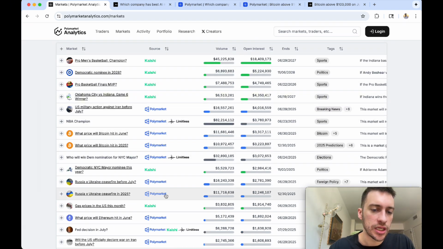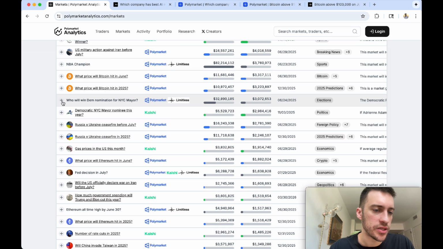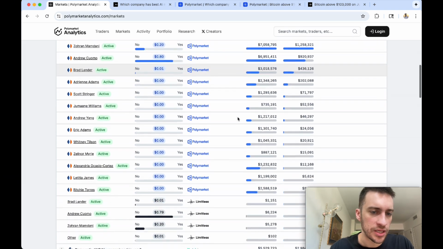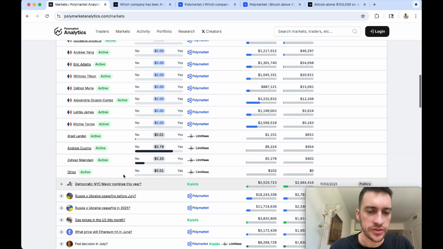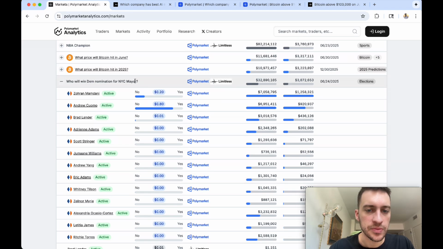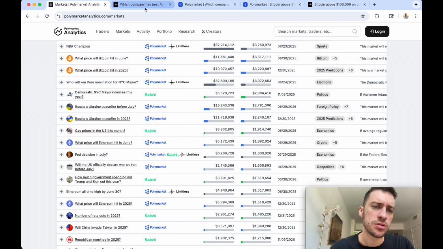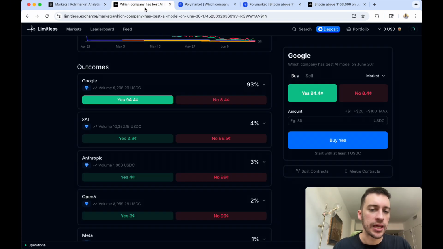So the first thing that I want to show you guys, as you can see, different prices for a lot of these. These are the Polymarket prices. These are the Limitless prices, but let's actually head over to Limitless itself. And I want to cover just a few arbs and then show you overall ways to take advantage of these prices.